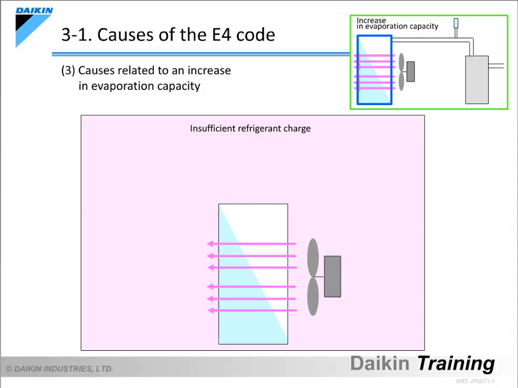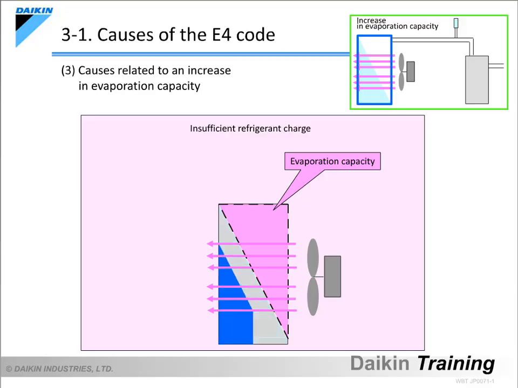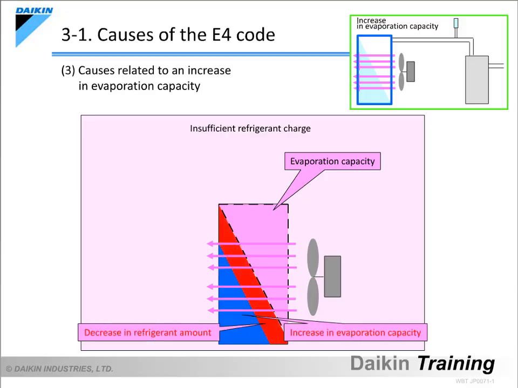Let's now look at the causes related to an increase in the evaporation capacity. The primary cause is an insufficient refrigerant charge. The refrigerant charged into an air conditioner changes from liquid to gas, or in other words, evaporates, while maintaining a certain evaporation capacity in the evaporator at the design pressure. At this time, the amount of refrigerant flowing in the evaporator decreases, resulting in a lack of refrigerant and causing an increase in the evaporation capacity in the evaporator.